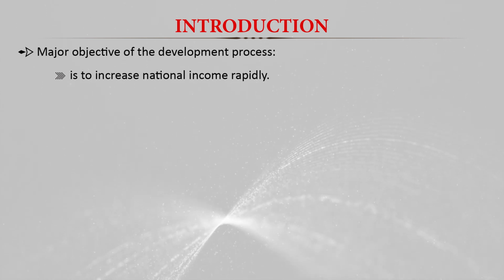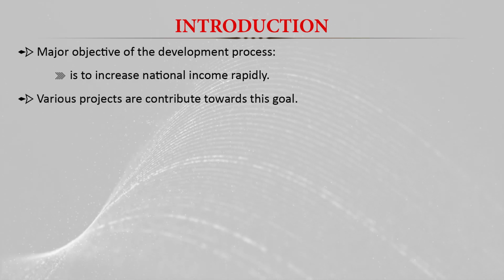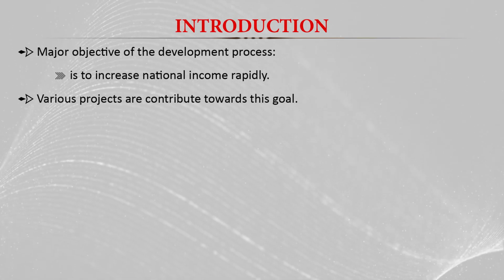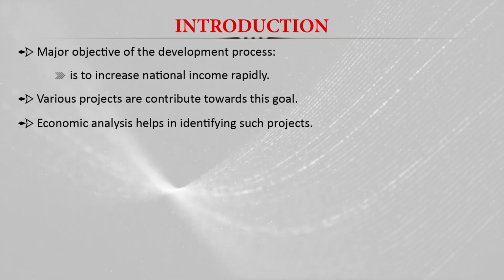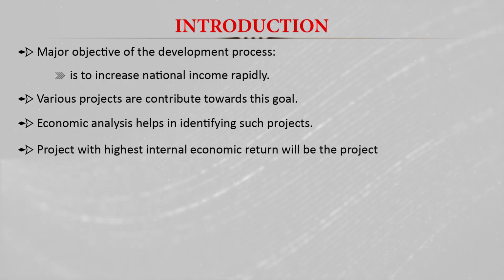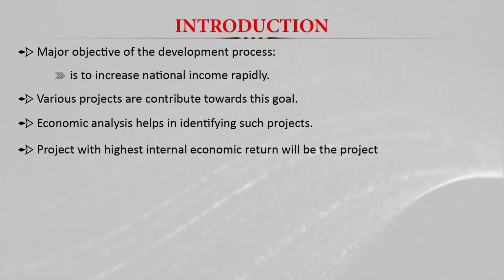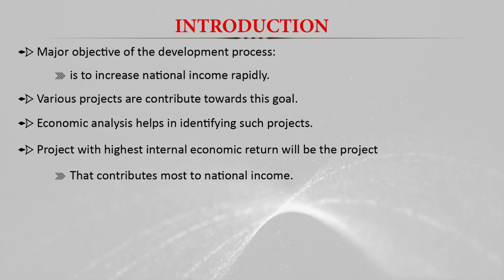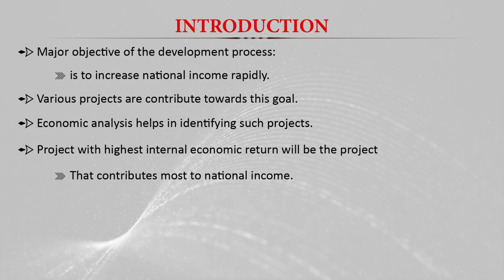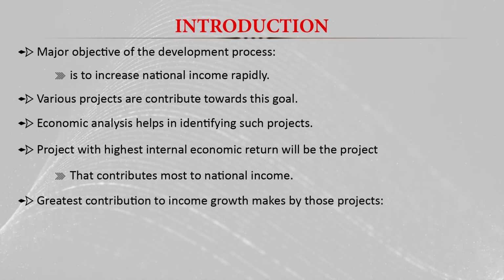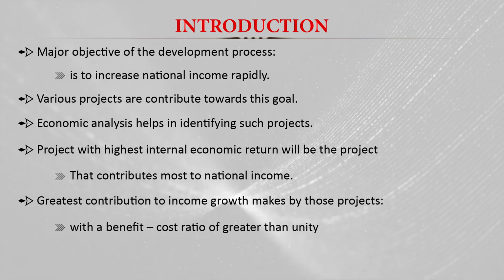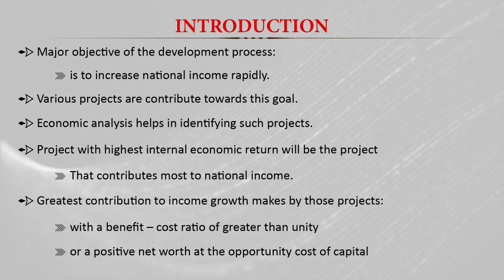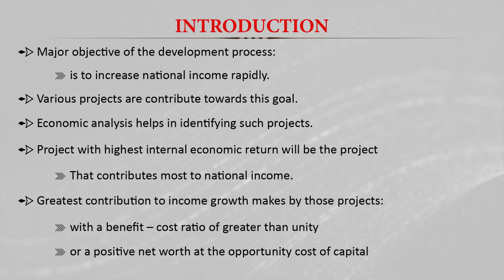That is our objective. For achieving this objective, there are various projects which contribute to the national income. To identify the projects which contribute most to the national income, we conduct the economic analysis. For that purpose, we identify the projects with the highest internal economic return, and these are the projects which contribute most to the national income. The greatest contribution to the national income growth is made by those projects which have a benefit cost ratio more than 1, or a positive net worth at the opportunity cost of capital, that is the discount rate. So they have the positive net worth, or they have the BC ratio more than 1.